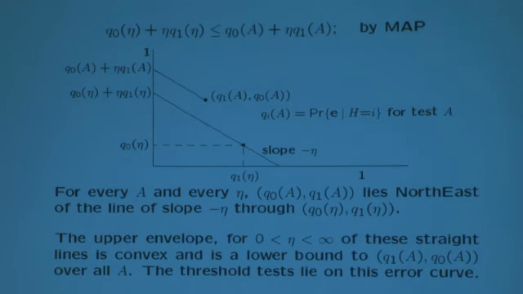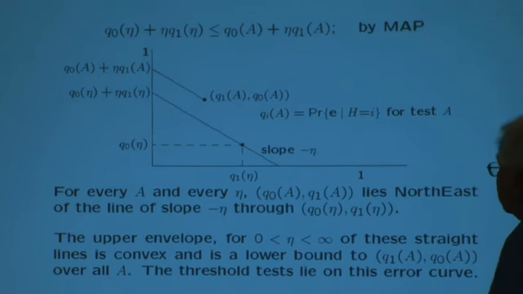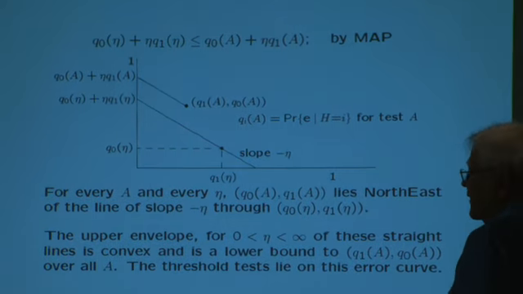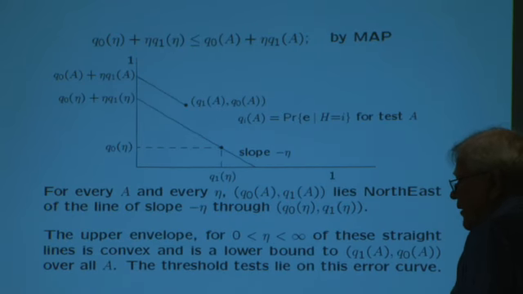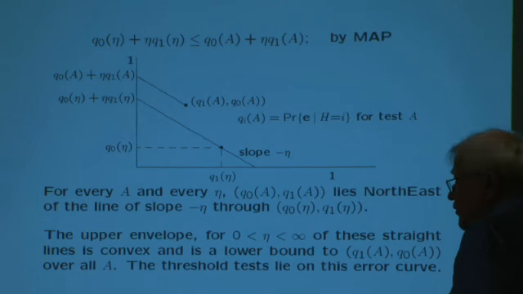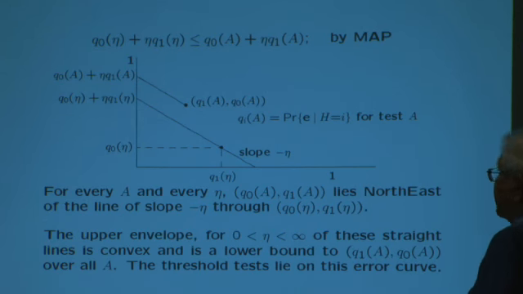Can you say again exactly what each axis represents? This axis here represents the error probability given that H equals 1 is the correct hypothesis. This axis is the error probability given that 0 is the correct hypothesis. We define Q1 of eta and Q0 of eta as those two error probabilities using the threshold test, or using the MAP test where eta is equal to P0 over P1. And this point here is whatever it happens to be for any test that you happen to like.